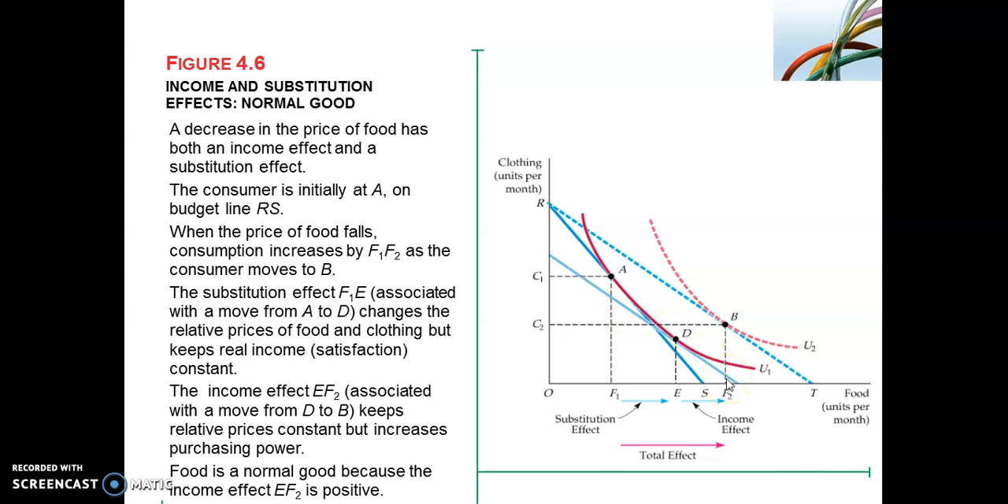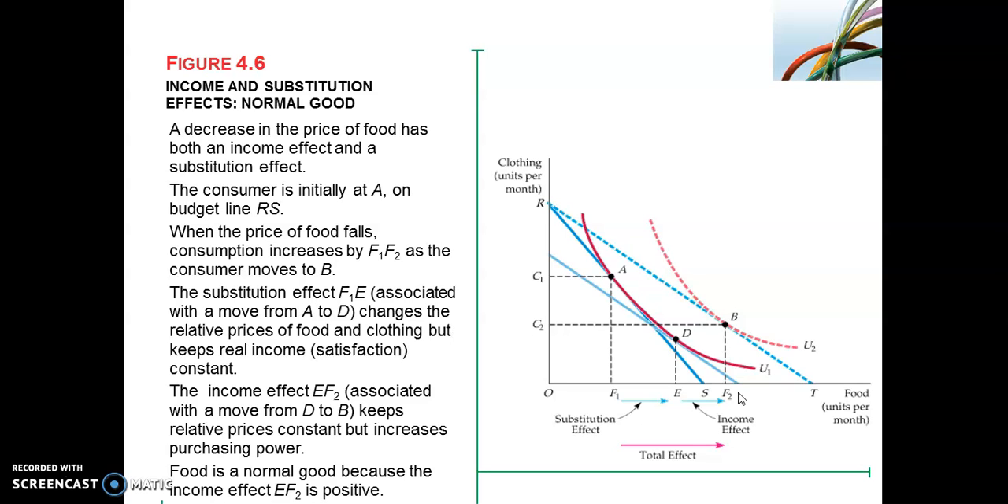So remember, by doing so, utility is remaining constant, but the relative prices have changed. And that will give us our substitution effect. Now, the income effect, I said, was that move from D to B. And we can show it by the effect of EF2. So the income effect shows the change in consumption because the consumer now has a greater purchasing power.